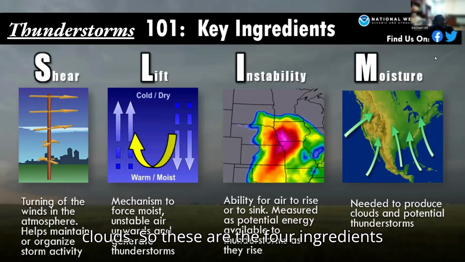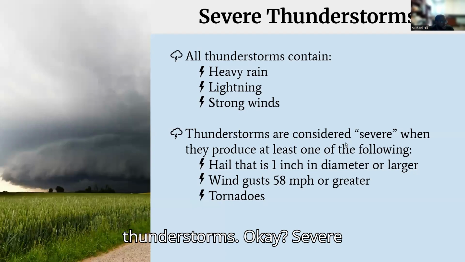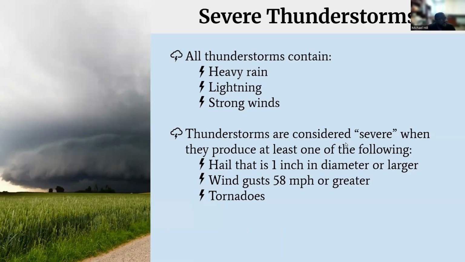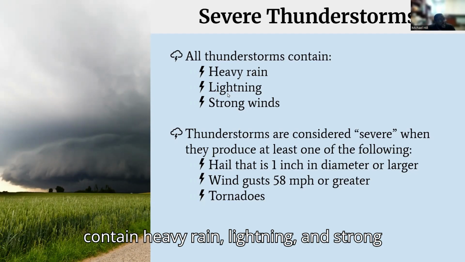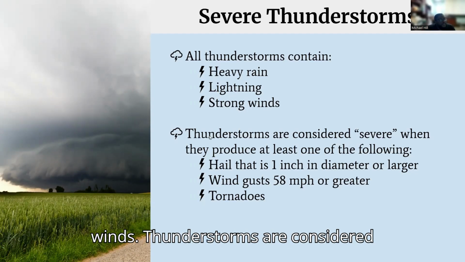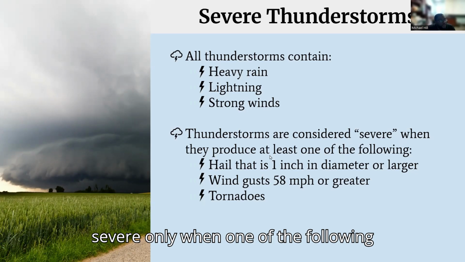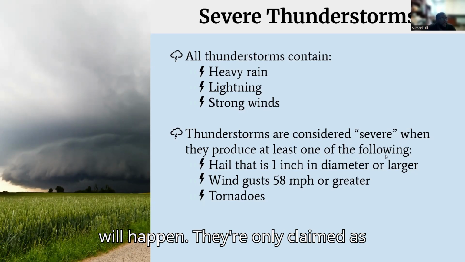So these are the four ingredients that you have to get thunderstorms. Okay, severe thunderstorms. All thunderstorms contain heavy rain, lightning, and strong winds. Thunderstorms are considered severe only when one of the following happens.